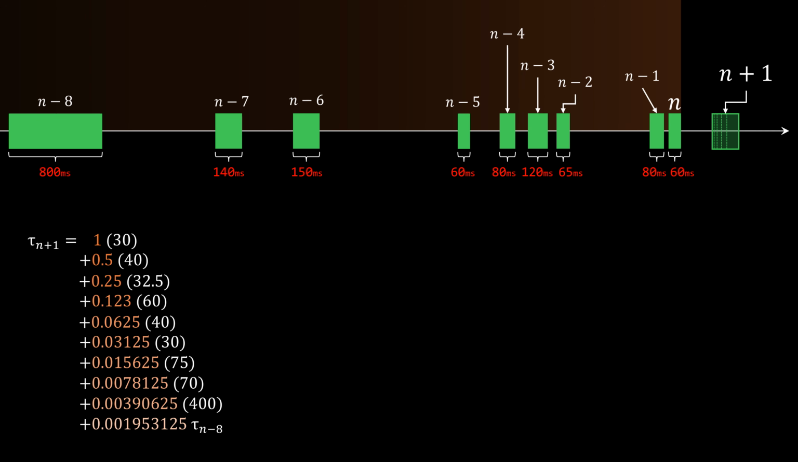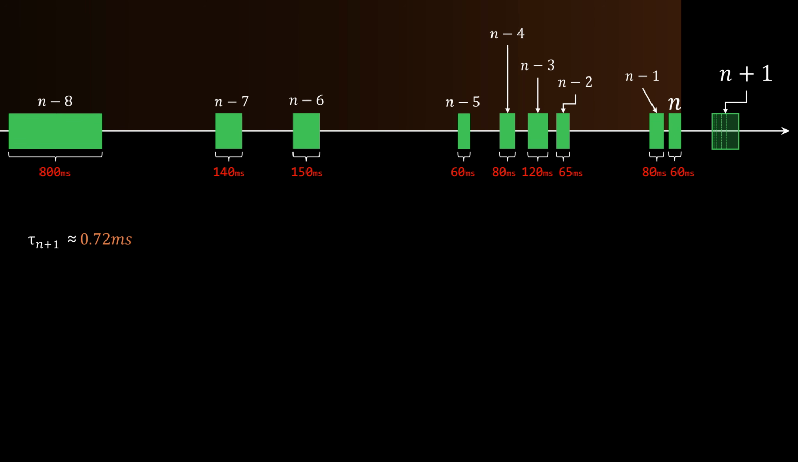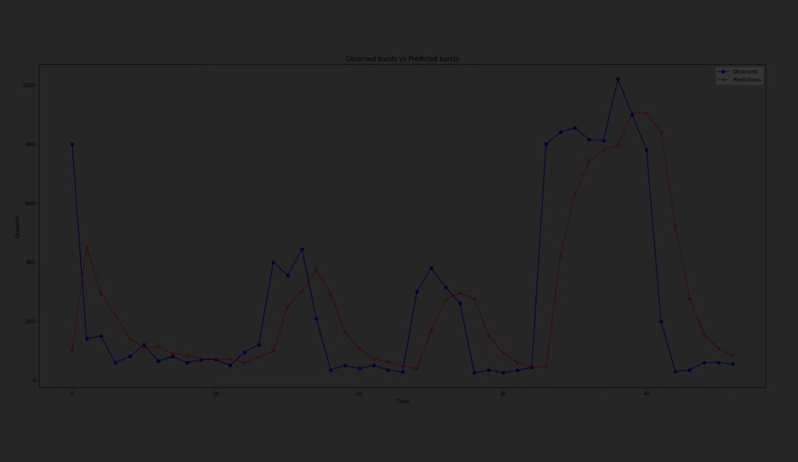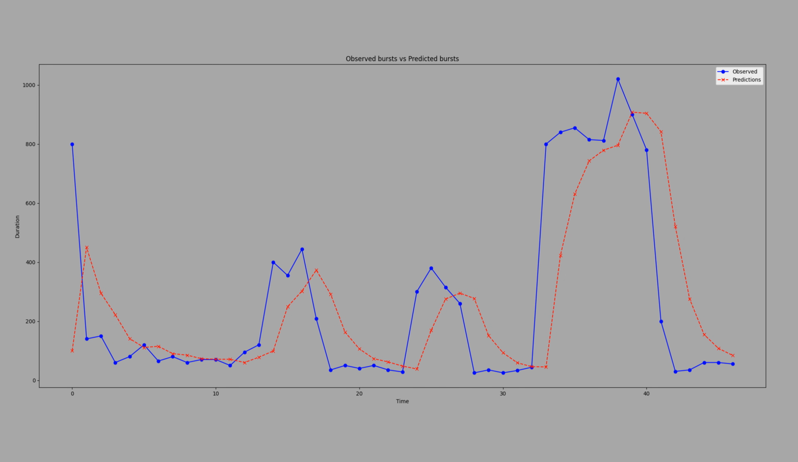Additionally, when a process is first created, there is no historical data. In this case, the initial prediction is typically set to a constant value defined by the operating system or based on the system-wide average. For example, using a starting value of 100 milliseconds results in a predicted next CPU burst of around 72 milliseconds, which, as you can see, is closer to recent CPU bursts than the oldest ones. Here's a chart comparing the predicted versus observed CPU bursts over a longer period of time. While not perfect, this approach provides a decent approximation.